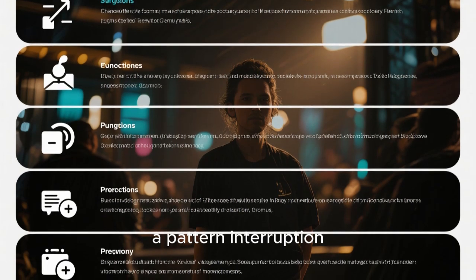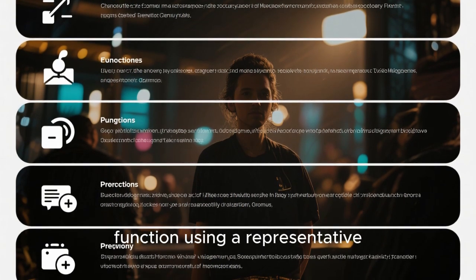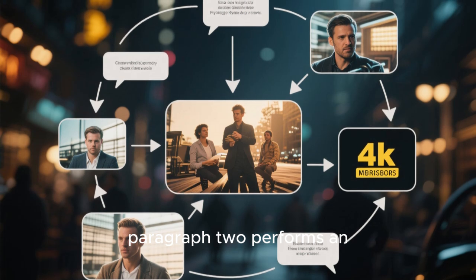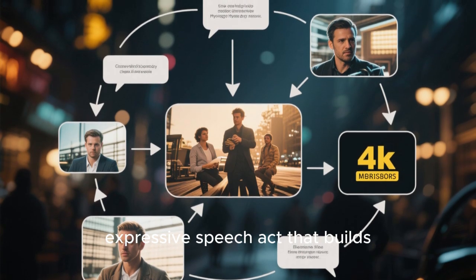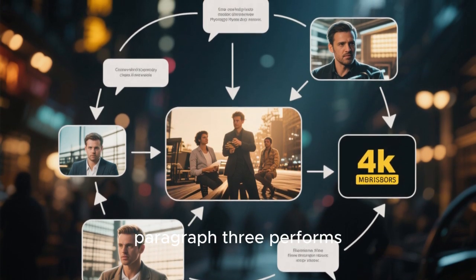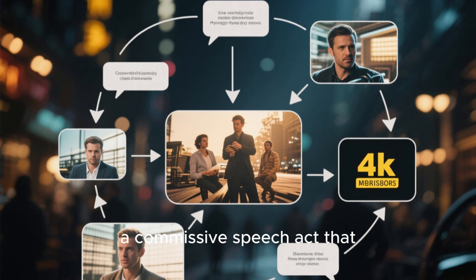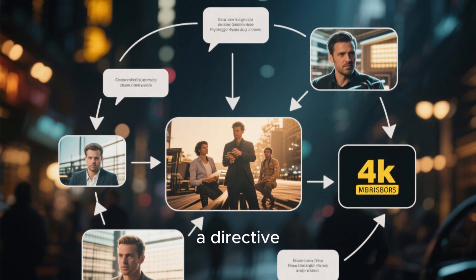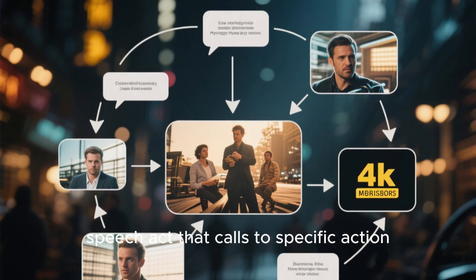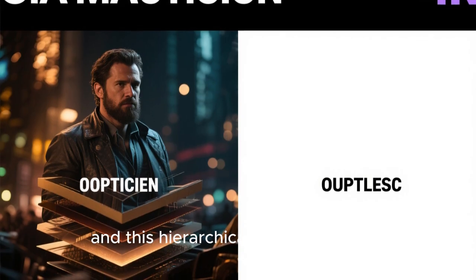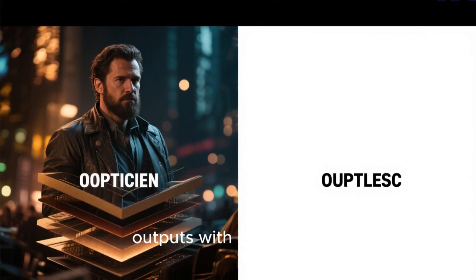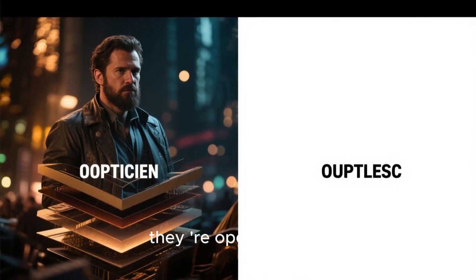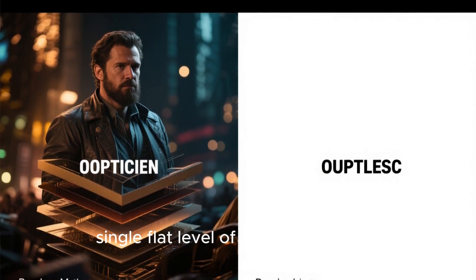Paragraph 1 performs a pattern interruption function, using a representative speech act that challenges conventional wisdom. Paragraph 2 performs an expressive speech act that builds rapport through vulnerability. Paragraph 3 performs a commissive speech act that makes a bold prediction. Paragraph 4 performs a directive speech act that calls to specific action. And this hierarchical stacking creates outputs with sophisticated rhetorical movement that amateur prompts can never achieve because they're operating at a single flat level of linguistic function.